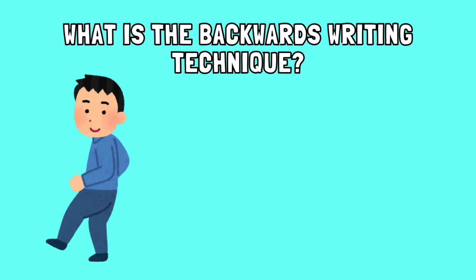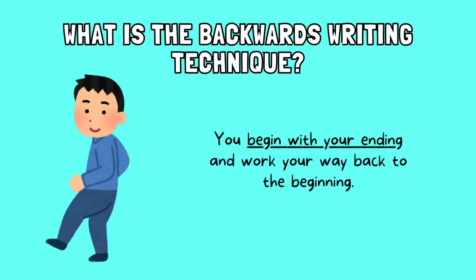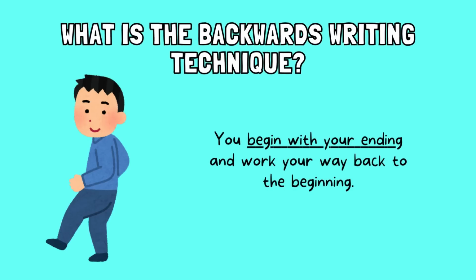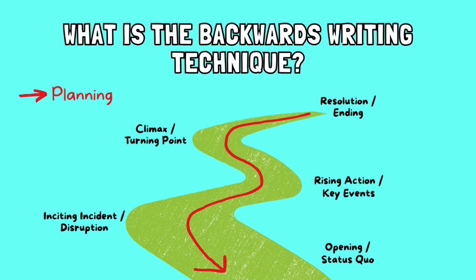The backwards writing technique is essentially reverse engineering your story. Instead of starting at the beginning and writing forward, you begin with your ending and work your way back to the beginning. This means determining your story's conclusion, the final emotional beat, the resolution of conflicts, and where your characters end up, then plotting backwards to figure out how they got there.